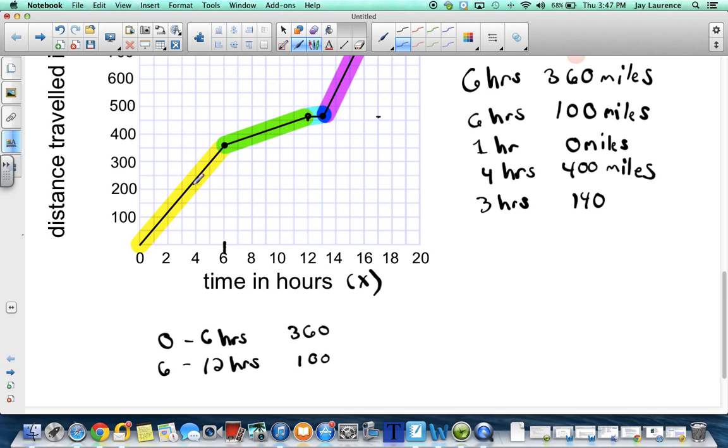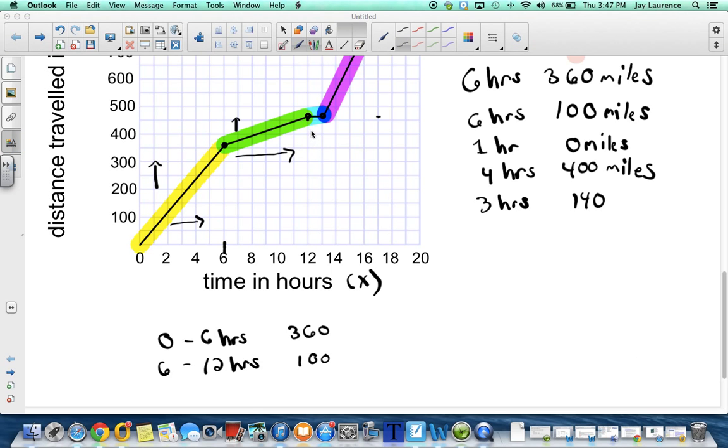Okay, now look at this. See the yellow segment? It's steeper than the green segment, isn't it? Yeah, that's because they're driving faster. It's going up higher. The y value, or the distance, is increasing at a faster rate as the time moves to the right. On this one, it's moving up a smaller amount as the time moves, and therefore they're not going as fast.